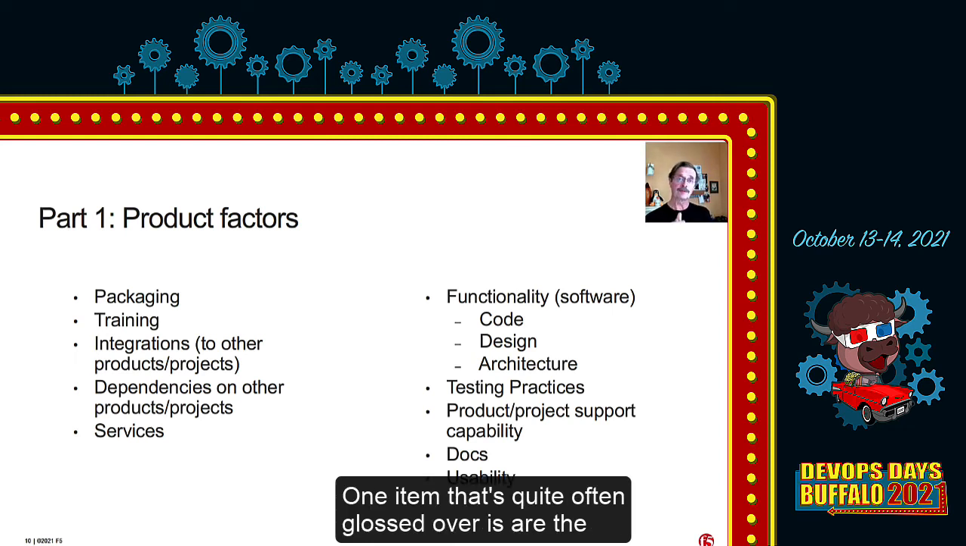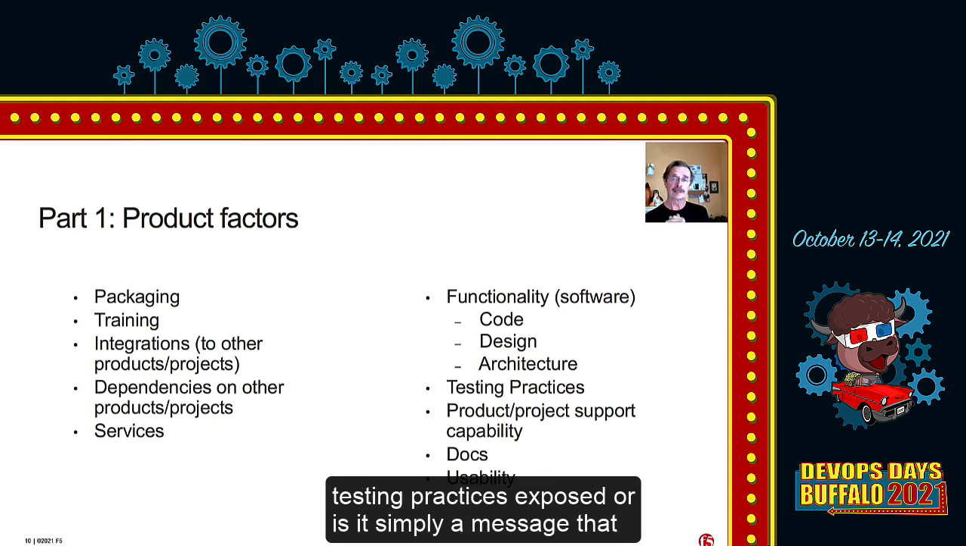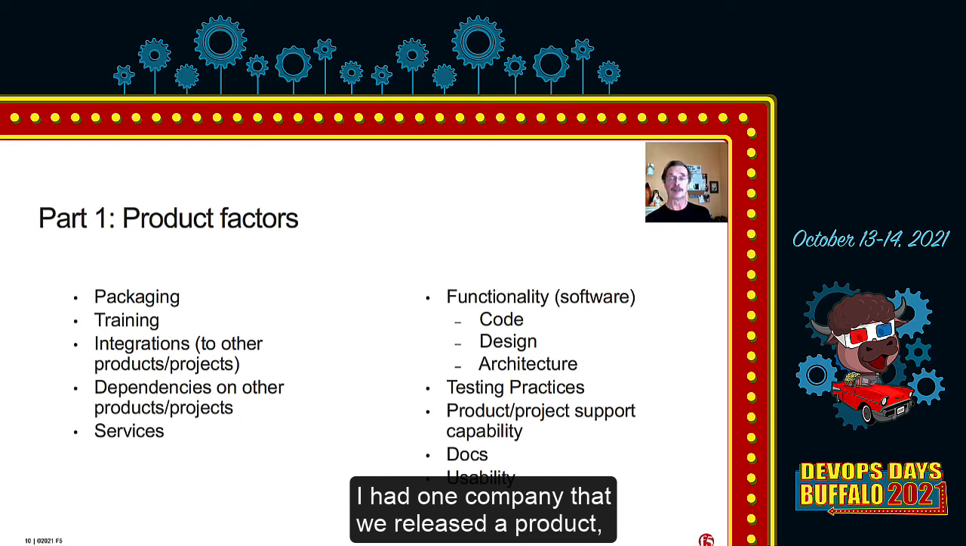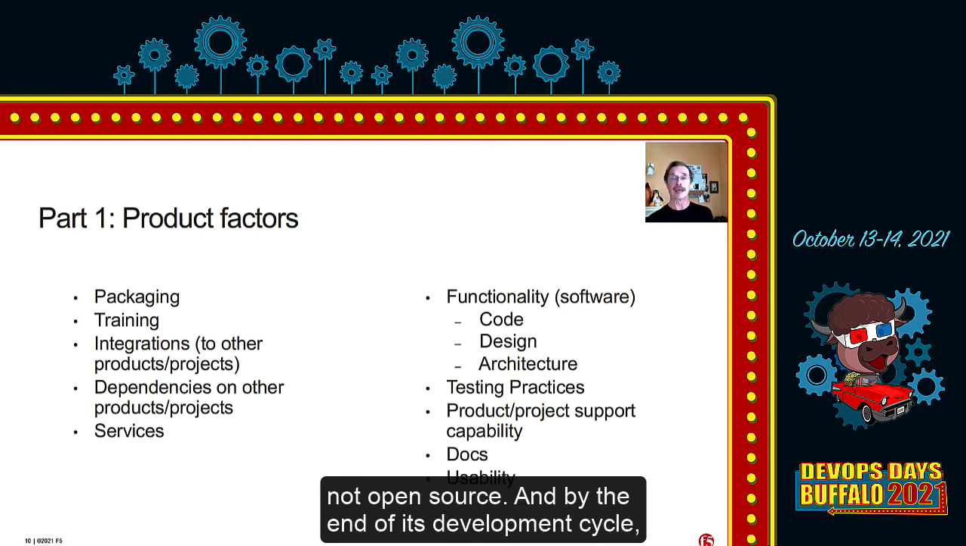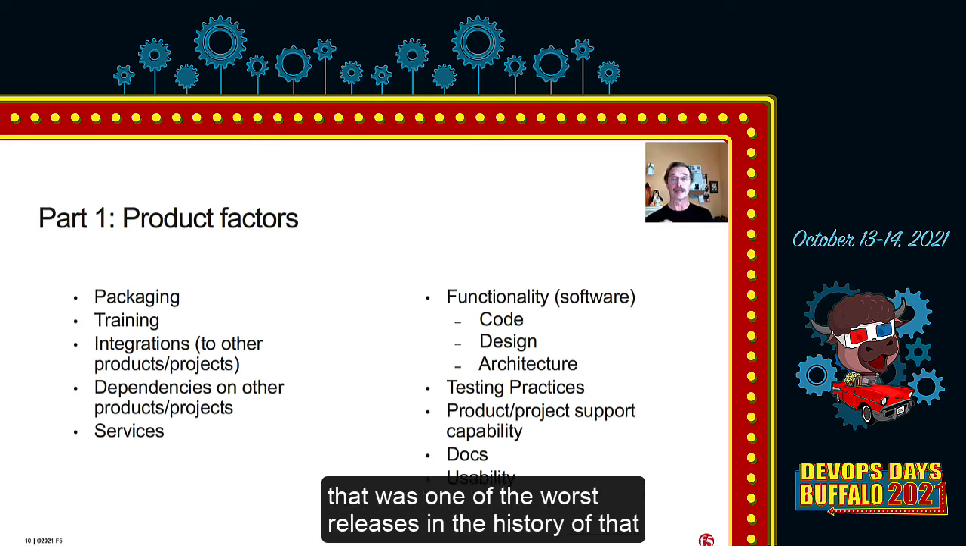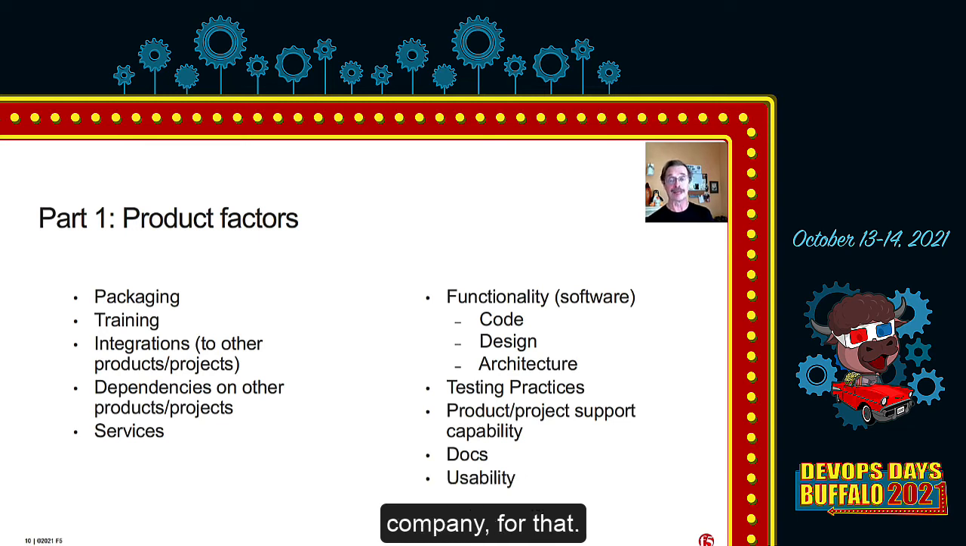One of them that's quite often glossed over is, are the testing practices exposed? Or is it simply a message that says, oh yeah, we test this code? Past history. I had one company that released a product, not open source, and by the end of its development cycle, it was getting these amazing scores on the QA testing. And then what we found out was that the engineers were simply marking those tests as invalid testing procedures rather than fixing the things that were causing those tests to fail. Needless to say, that was one of the worst releases in the history of that company.